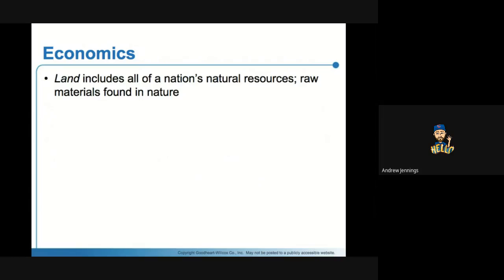Land is exactly that. Okay, it's all of our natural resources that we have within our nation. It's the raw materials found in nature: water, all of our minerals and ores that we get from mining, trees. Everything that occurs naturally within our nation is considered a land factor of production.